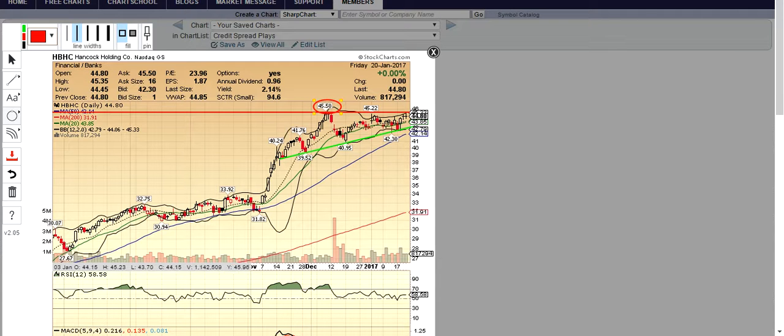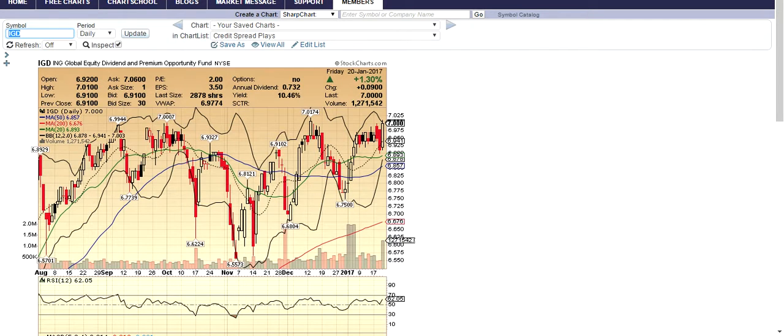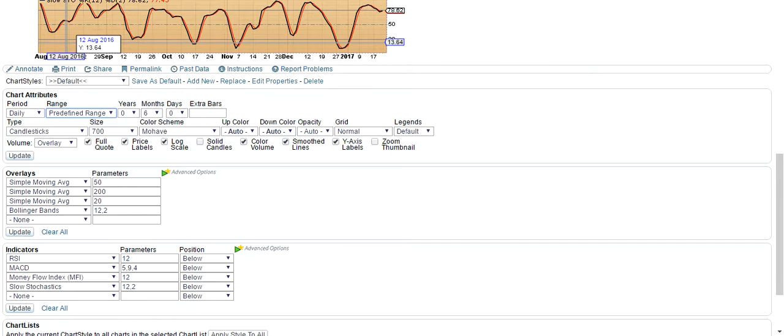In fact, we started to test this level again on this HBHC, but it looks like we're going to stall out and maybe head back down and bounce again off that ascending support, but there could be some potential in this one in the coming days if we break 45.50. So that is a very simple example of how to get the buy entry. Let's look at IGD real quick. With IGD, I'm going to pull this one back. I'm going to do it so we can see a little better. I'm going to go to 8 months.